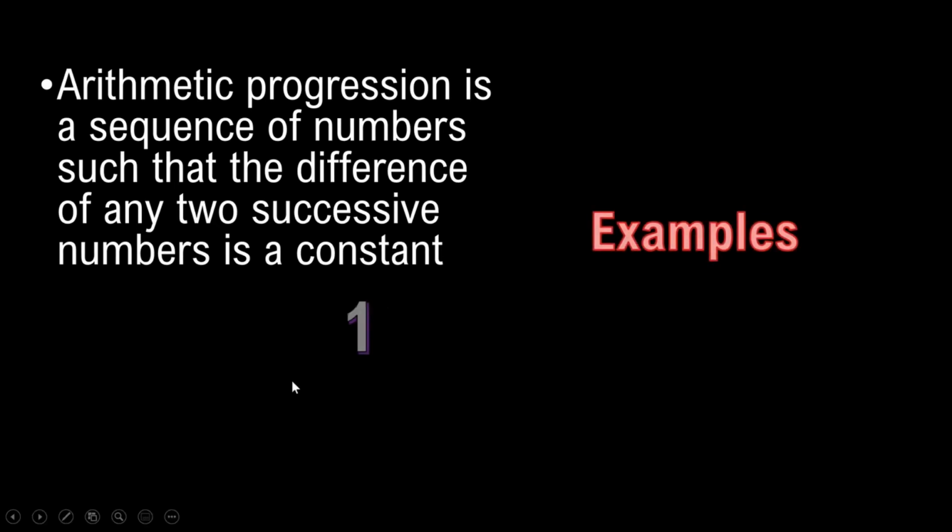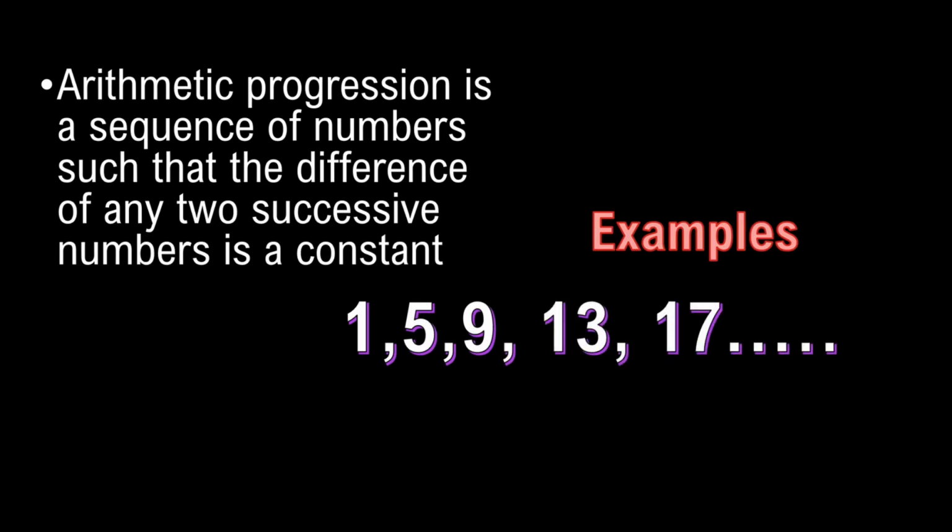So let's see some examples, like 1, 5, 9, 13, 17, and so on. So you can see here that this is a sequence of numbers. And what is the difference between 1 and 5? That is 4. What is the difference between 5 and 9? That is 4. What is the difference between 13 and 9? That is 4. So everywhere there is a fixed difference, right? That we call arithmetic progression.